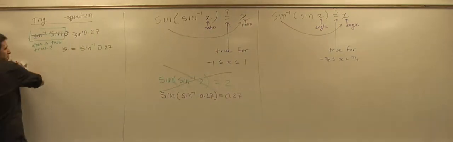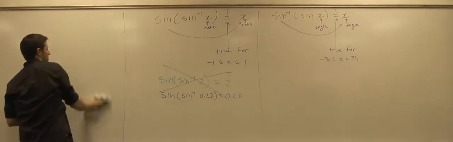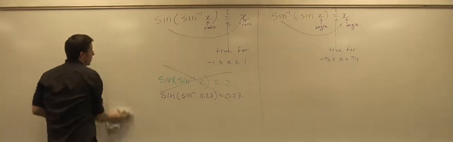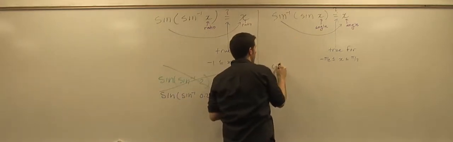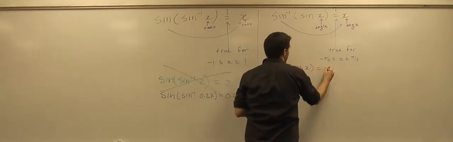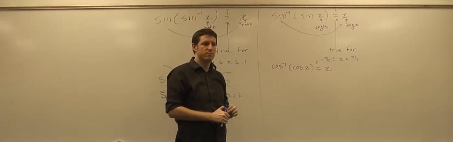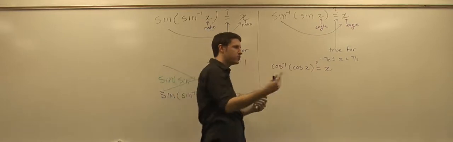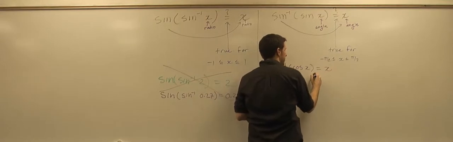By the way, what do you think happens for tan and tan inverse, and cosine inverse? Like, what if I change this to cosine inverse of cosine of x, and I want to know when that equals x? What do you think has to be true about x? Right. You go to the cosine inverse definition. And this is true for x between 0 and pi.